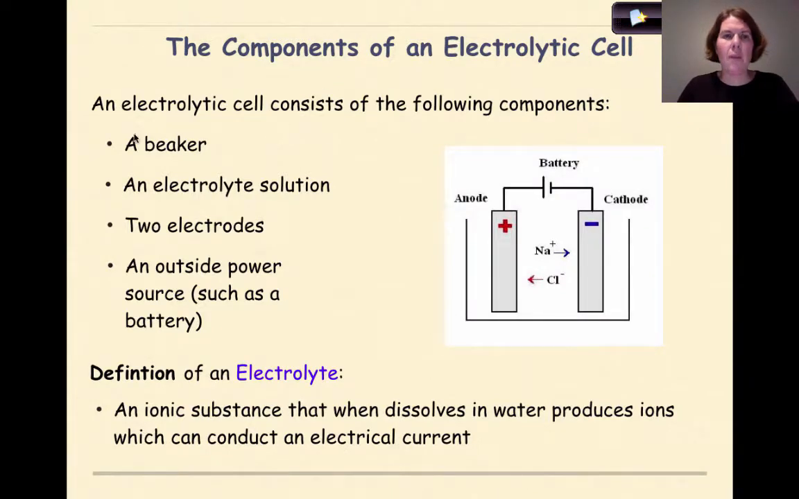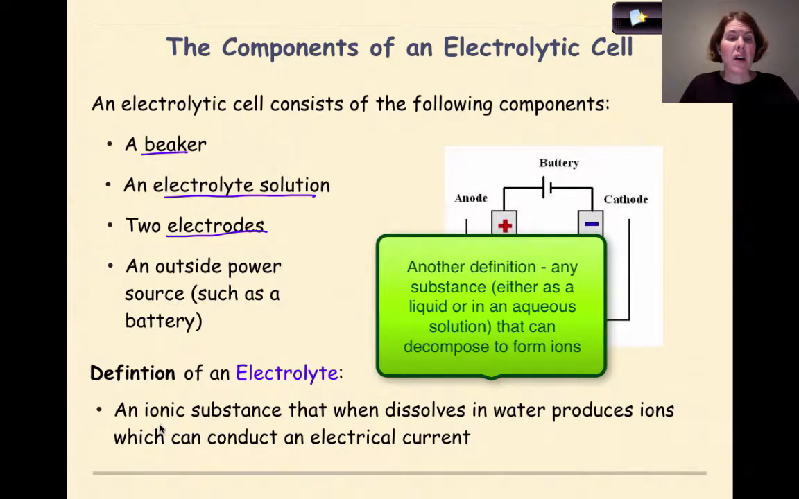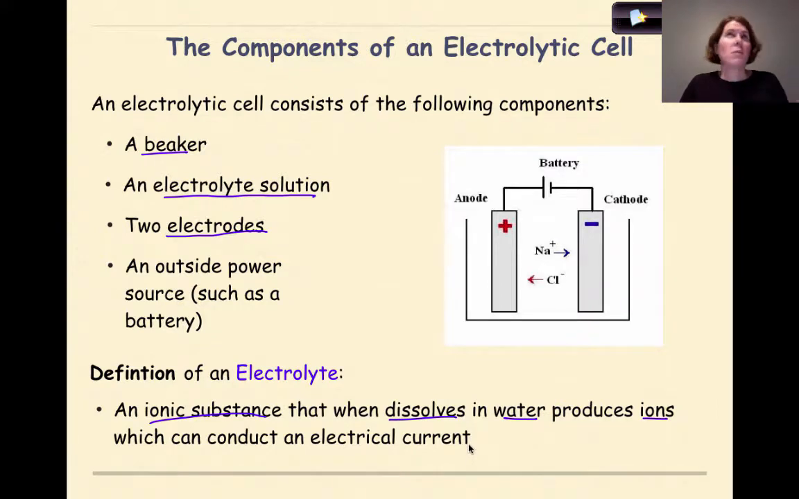Components of an electrolytic cell. An electrolytic cell consists of the following components: some type of container, in this case we'll just call it a beaker, an electrolyte solution, which we'll describe down here, 2 electrodes, and an outside power source such as a battery. The definition of an electrolyte: an electrolyte is defined as an ionic substance that when dissolved in water produces ions which can conduct an electrical current. So it's any type of ionic compound, NaCl, KCl, KBr, anything that's going to break down into ions and therefore is able to carry a current through it.